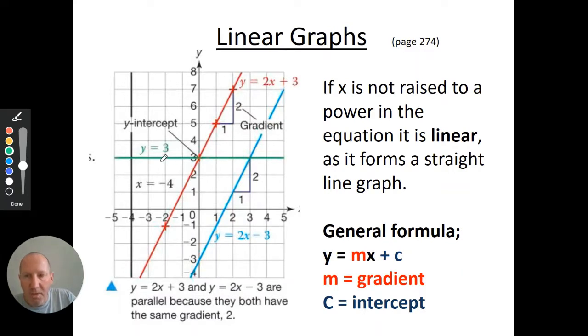You should also remember from previous chapters that we do have lines that go straight up and straight across. Straight across lines are called y equals something. So this is y equals 3, because every point on there, y is equal to 3. This one here is going to be x equals minus 4, because every point on there, x is equal to minus 4.